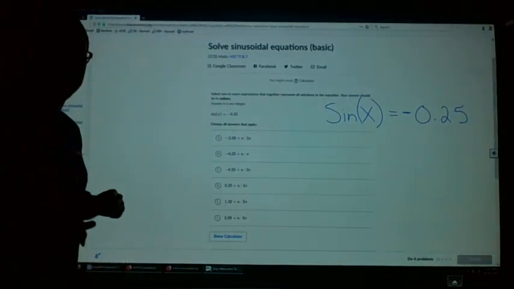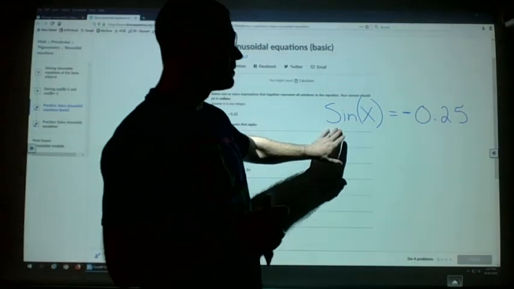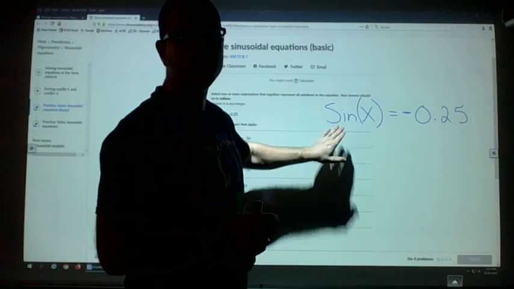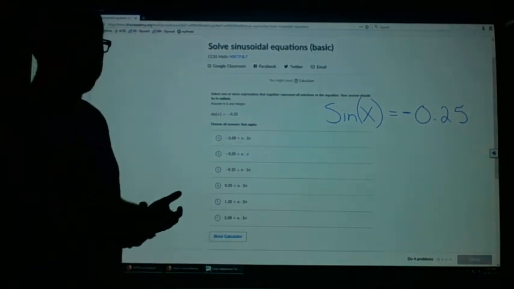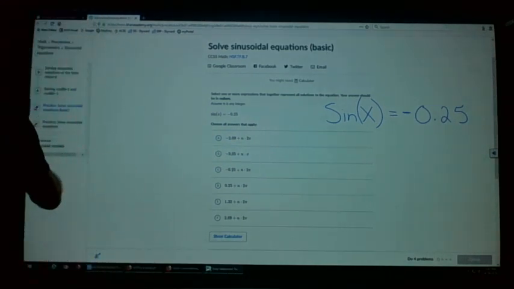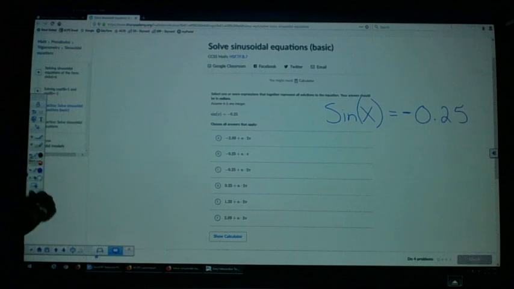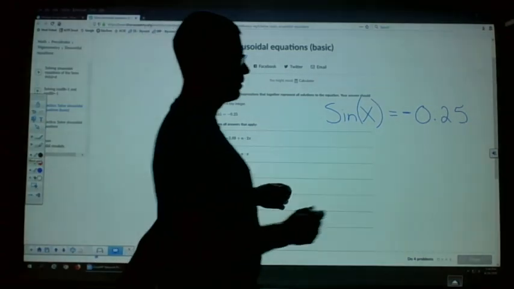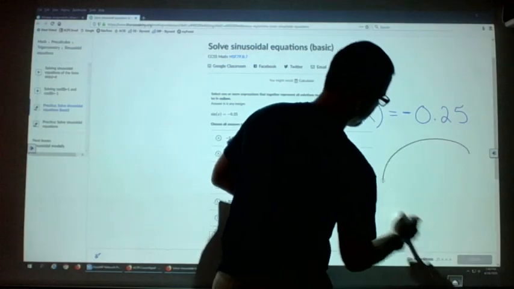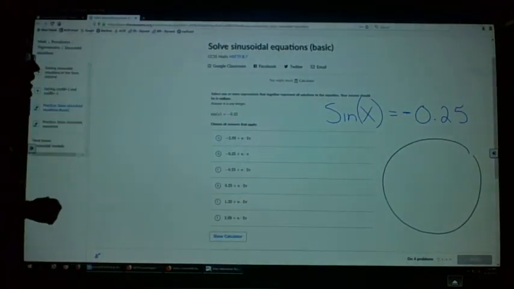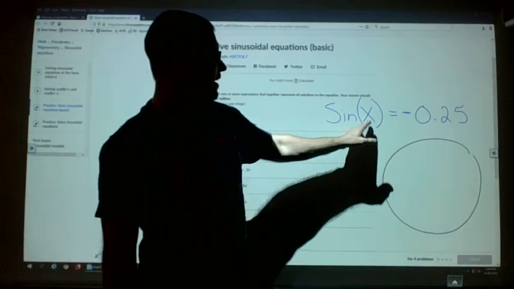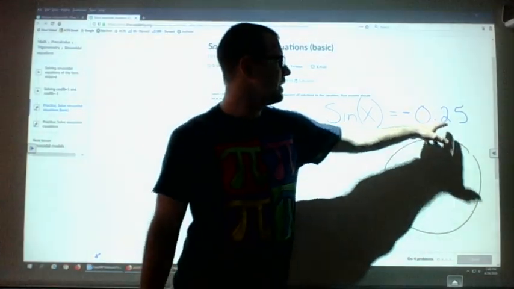So the first thing I'm going to do is, because these are already isolated, sketch my unit circle. I'm going to visualize, what does this equation mean? I need to interpret it. I need to find an access point to it. So I draw my unit circle. There's my unit circle. The sine of x is equal to negative 0.25.